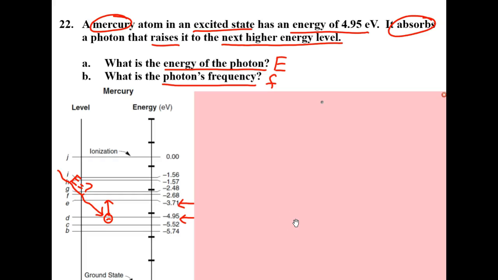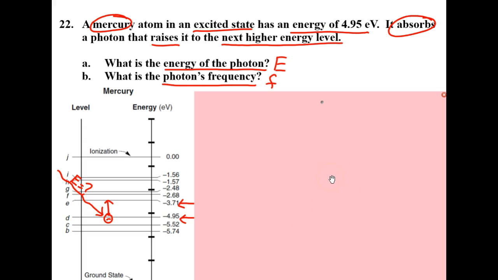Welcome to the solutions to the Regents Physics Modern Physics problem set, problems numbers 22 through 25. Number 22: a mercury atom is in an excited state and has an energy of 4.95 electron volts. It absorbs a photon that raises it to the next higher energy level. They want to know the energy of the photon that was absorbed and the photon's frequency.